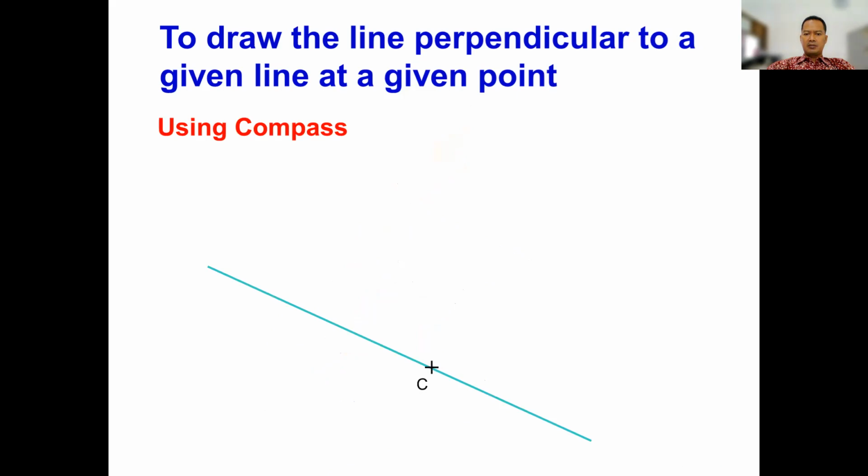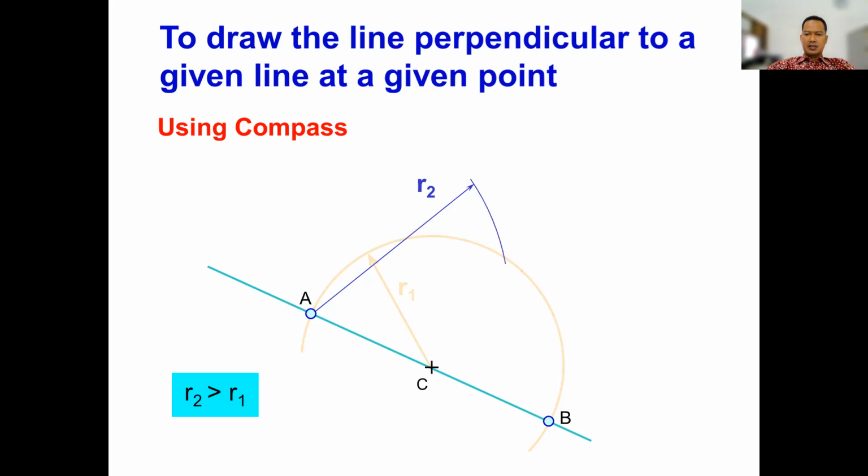Using the compass here with the point C, draw R1, for example, and you will get intersection points at E and B here. Then draw R2. R2 is bigger than R1. Then it will intersect with the previous arcs, and then you draw another R2 from point B. Then you will get the intersection point at D here. Then just create a line between C and D.